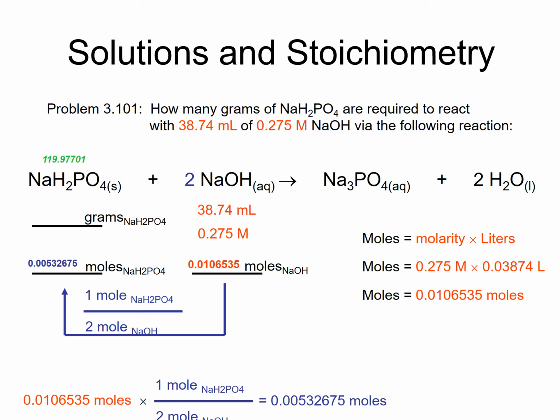Then to finish things off, I'll have to convert that into grams using the molar mass of sodium hydrogen phosphate. That's 119.97701. I'm getting a little loose with my dimensional analysis here. Hopefully you can follow that. The end result of this with 3 significant figures would be 0.639 grams of sodium hydrogen phosphate. By the way, if you're wondering where the 3 significant figures came from, all you have to do is look back in the problem, and of the given information, the 38.74 and the 0.275 molar, it's the 0.275 molar with 3 significant figures that affects the significant figures throughout this problem.